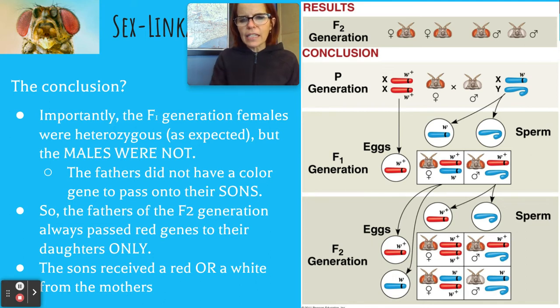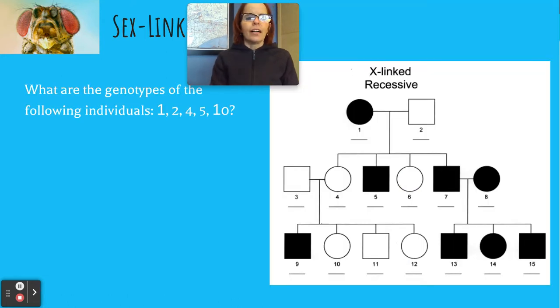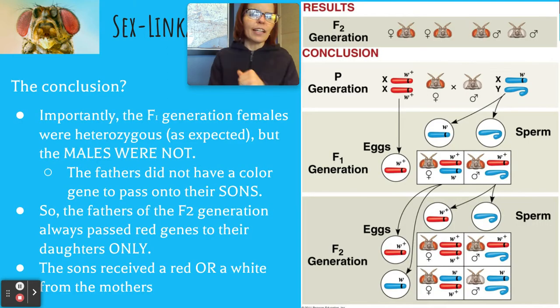So let that sink in for a second. In this example, the dads are always passing on the dominant red gene to their daughters. So all of their daughters were going to look red no matter what because they inherited the red gene from their dad. But the dads couldn't pass on any eye color trait to their sons. So the sons are going to get whatever the moms had. The moms were heterozygous. So the mom sometimes is going to pass on the red gene and sometimes they're going to pass on the white gene. All right, so that explains those results.